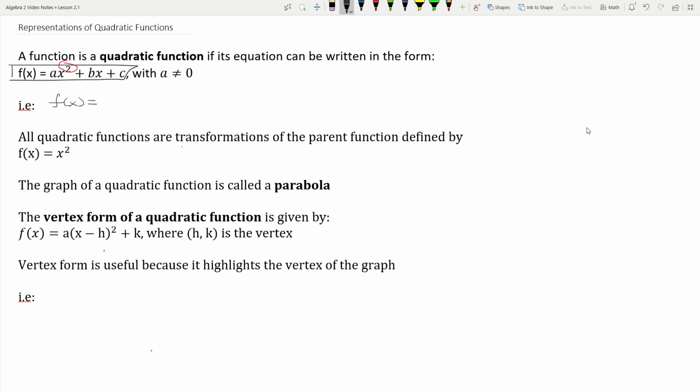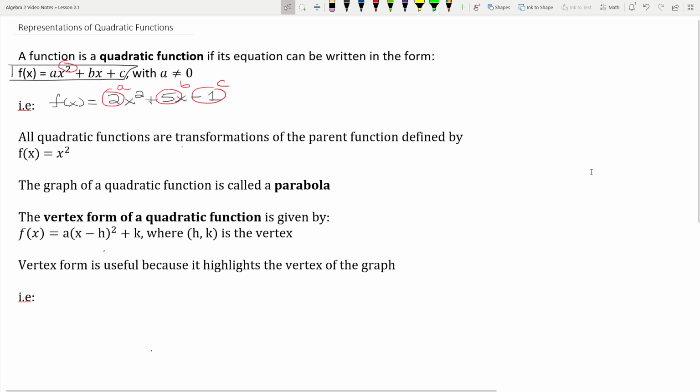If you had f of x equals 2x squared plus 5x minus 1, that's an example of a quadratic function. Here in this case, you have your a, b, and c. So this is a, b, and c. That's an example of something that is quadratic.